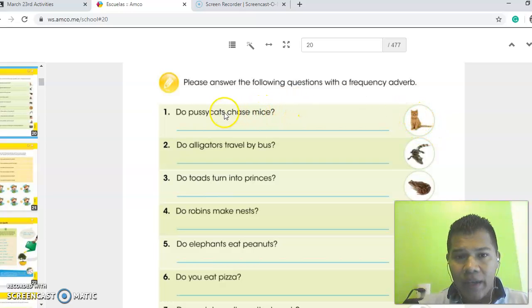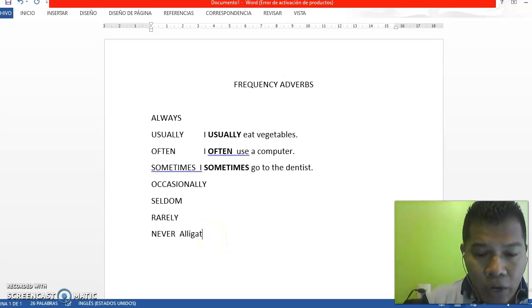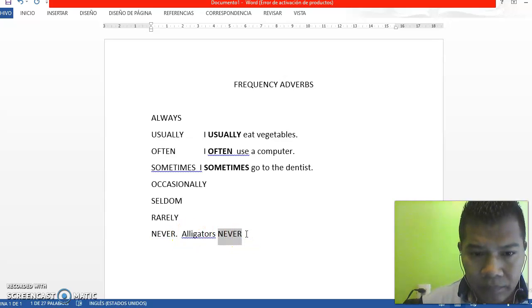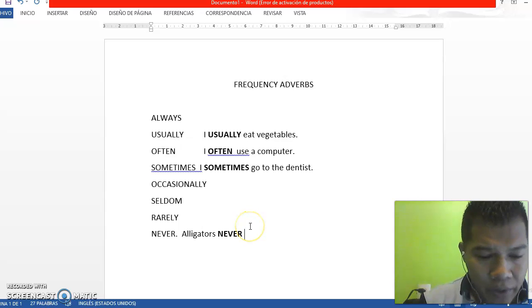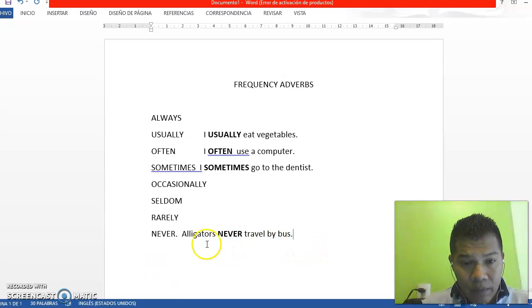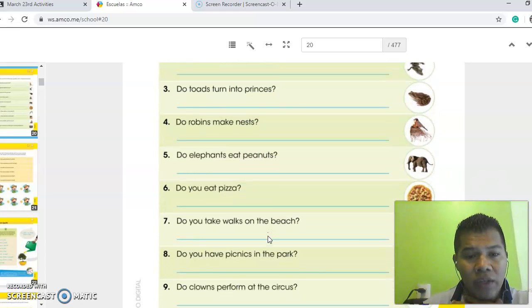Example number 2. Do alligators travel by bus? How often do you think they travel by bus? Well, let's imagine alligators never, oh, I'm sorry, let's just fix this. Alligators never travel by bus. Okay, in this same position you can write your own examples, check the meanings, and finish the activity.